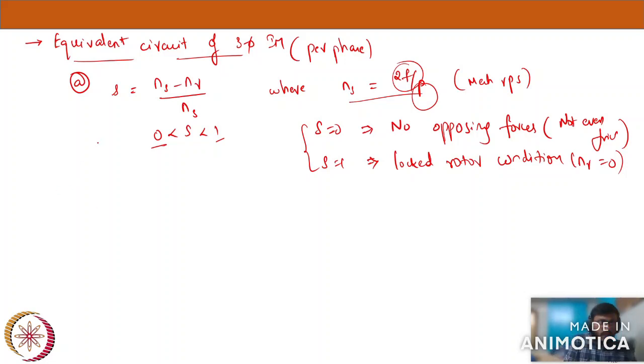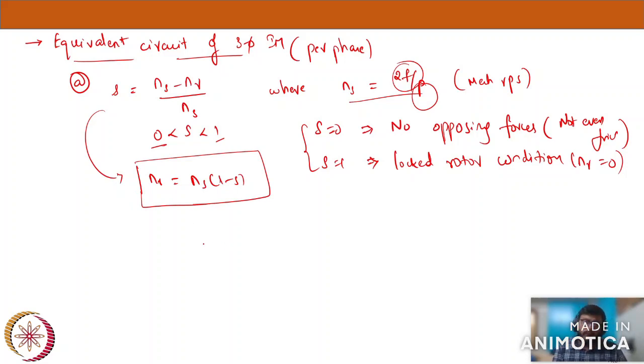Now I'm just rewriting this slip formula. s is equal to (ns minus nr) by ns. Now it's a very famous formula which you also remember. nr is equal to ns into (1 minus s), where nr is the rotor speed, ns is the synchronous speed. Both of them are in mechanical rps units, and s is the slip of the machine. Now yeah, this is one point I want you all to remember. And the second point is induced EMF.